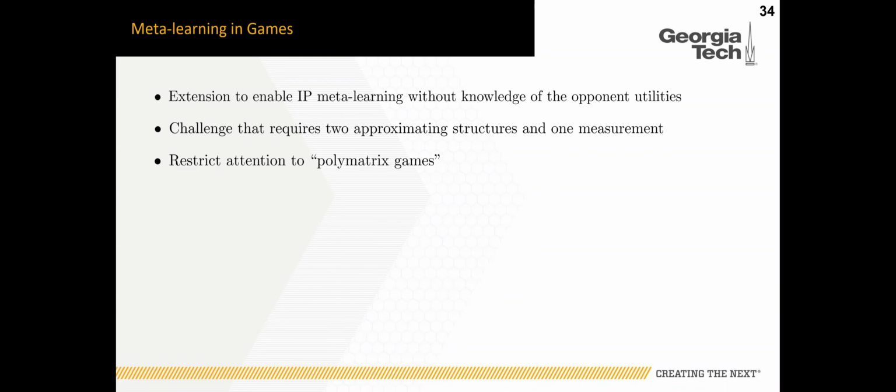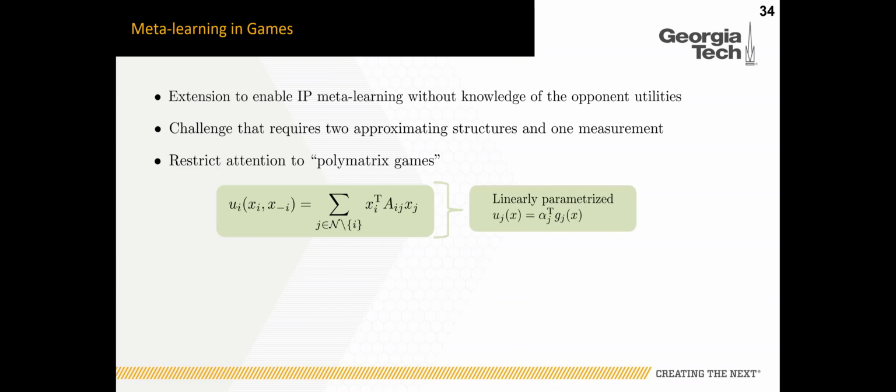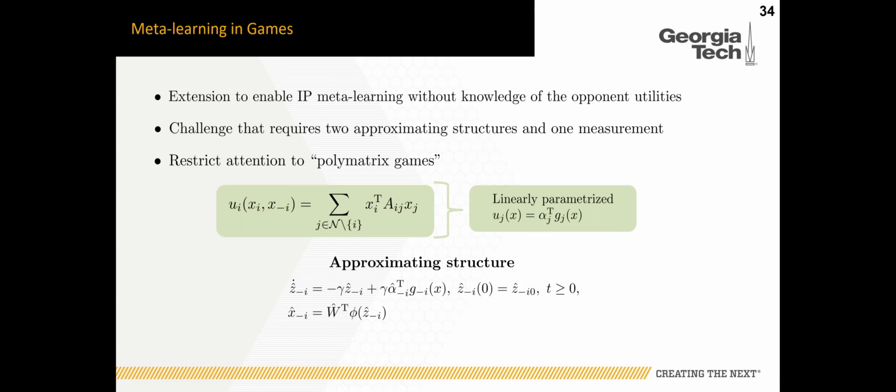Okay, so first we will restrict our attention to Polymatrix games. I'm sure all of you are familiar. We have a matrix game where one player picks the rows and the other player picks the columns, and then I can have multiple of them. Now, instead of having only one approximating structure, I will have two of them, where I will also estimate my opponent's utilities. And to do that, I will use the very well-known backpropagation through time.